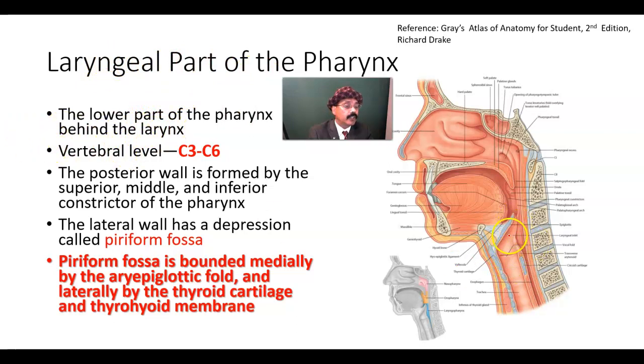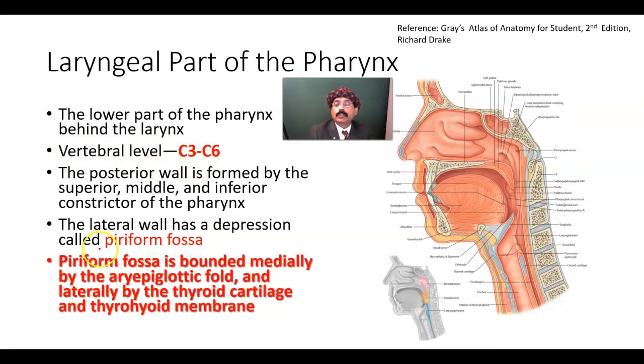This is the larynx. This is the thyroid cartilage. This is the epiglottis. This is the thyroid cartilage. Then we get the cricoid cartilage. This is the cricoid cartilage, thyroid cartilage, and the epiglottis. We have the lower part of the pharynx behind the larynx, vertebral level C3 to C6.